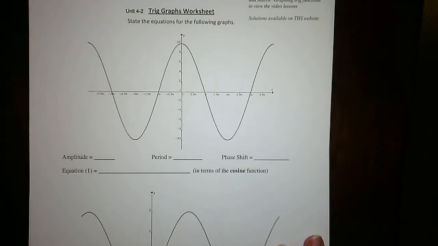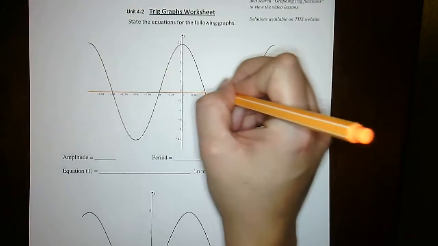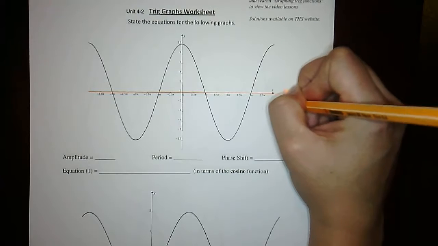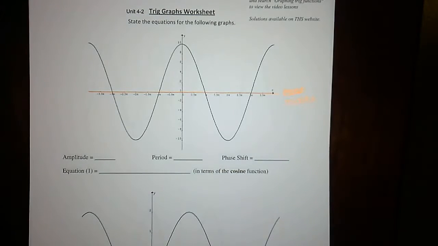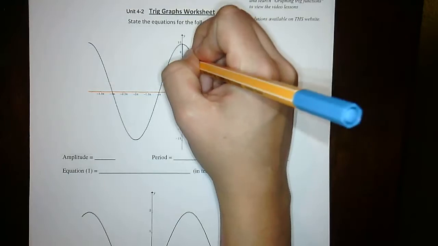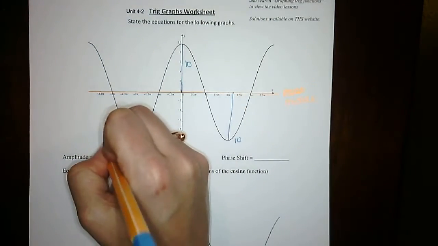So we're going to find information from this graph. So first thing I like to do is I always like to find my vertical shift and find my midline. So I see up 10, down 10 all the way. This is my midline. So there is no vertical shift. Your amplitude is how far above or below it is from this midline. And I just see, I know it's 10, either way I look at it. So my amplitude is 10.